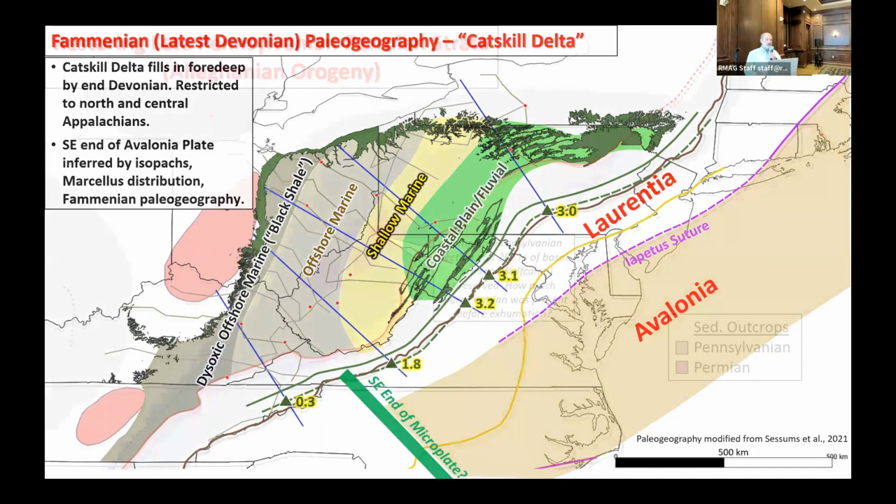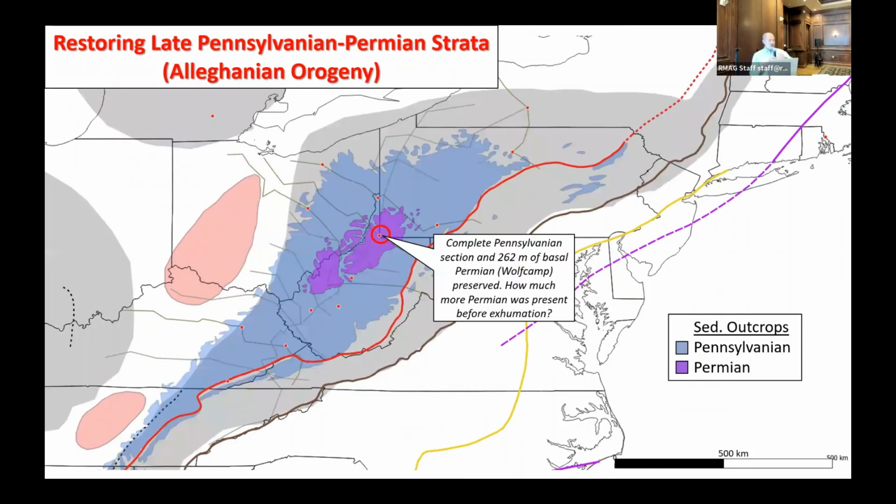And then we come to the big problem, and that is we've got this big Alleghenian event, but not that much preserved. And this kind of shows the guts of it. The blue is Pennsylvanian outcrop, so we have incomplete Pennsylvanian section there. And the purple is Permian outcrops. This is just basal Wolfcamp. We got up to about a quarter kilometer of preserved lower Wolfcamp in the Dunkard Group right here. But how much more section was here? How can you try and reconstruct that?